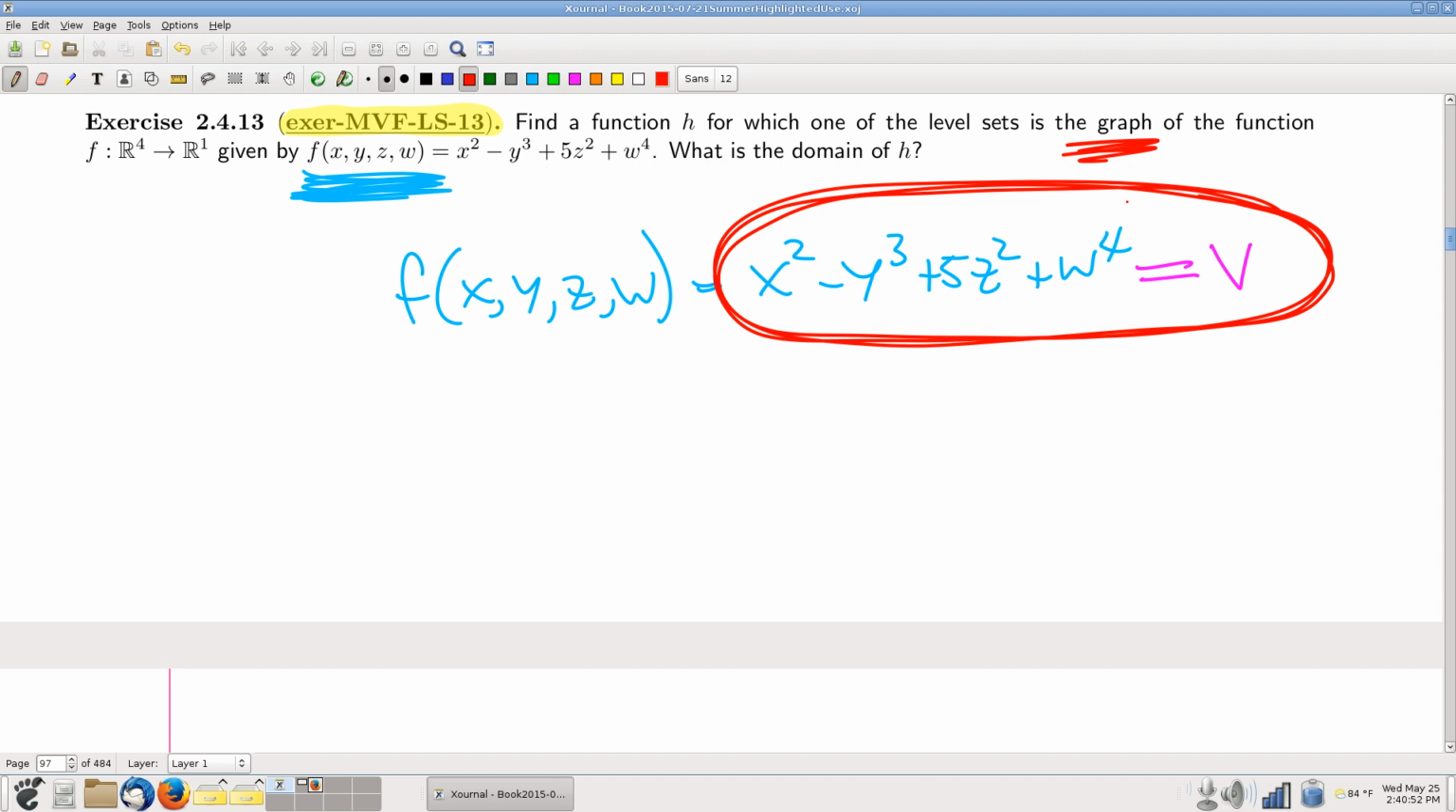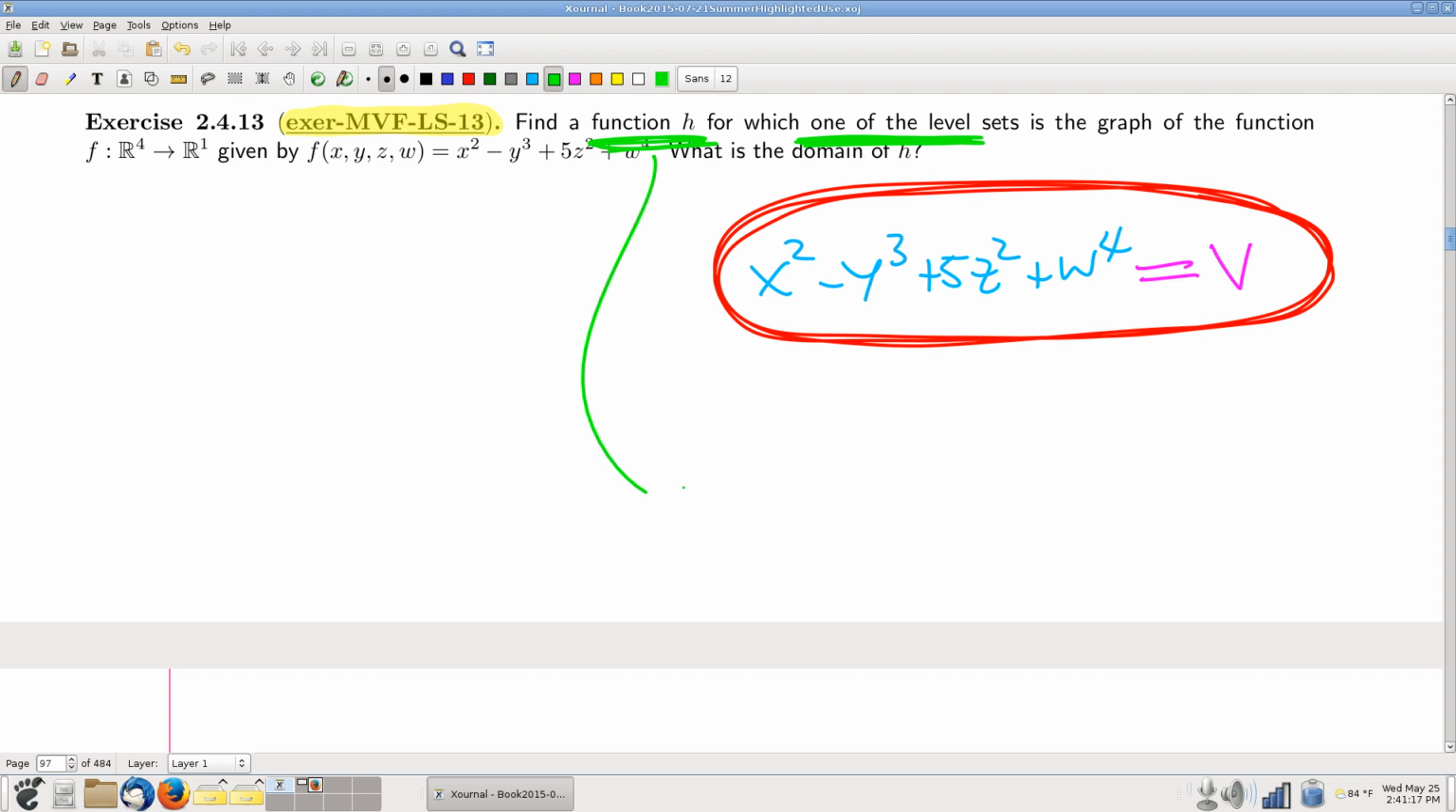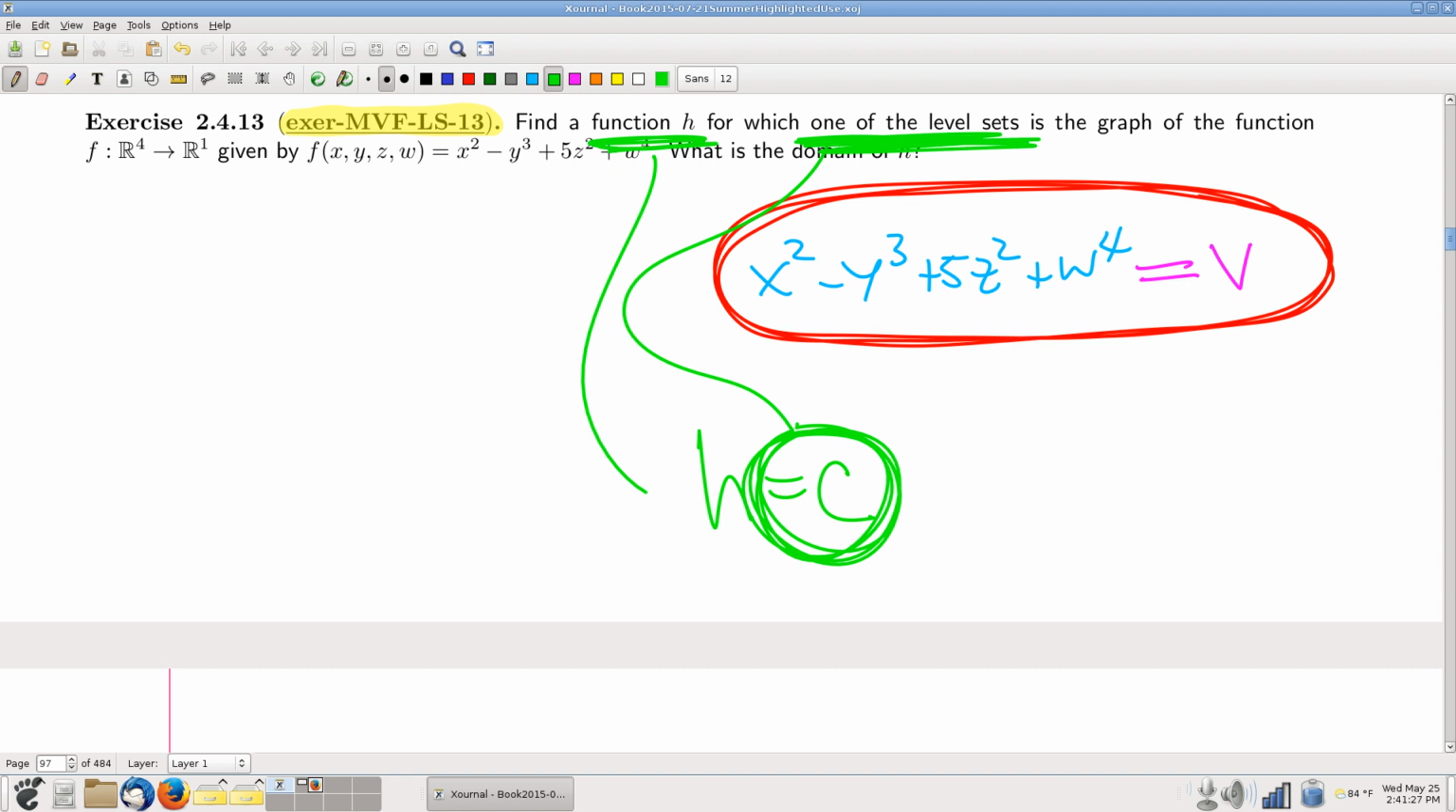All right, now I'm interested in some other function, and this other function h has the feature that one of its level sets is this exact same thing. So let's talk about what a level set of h looks like. Well, a level set of h looks something like this: h equals a constant. Equals a constant is what level set means.